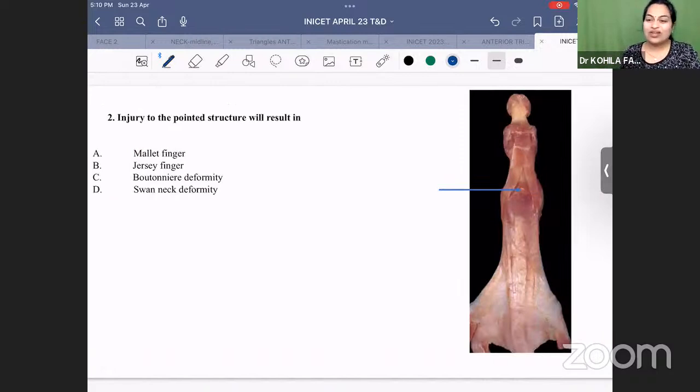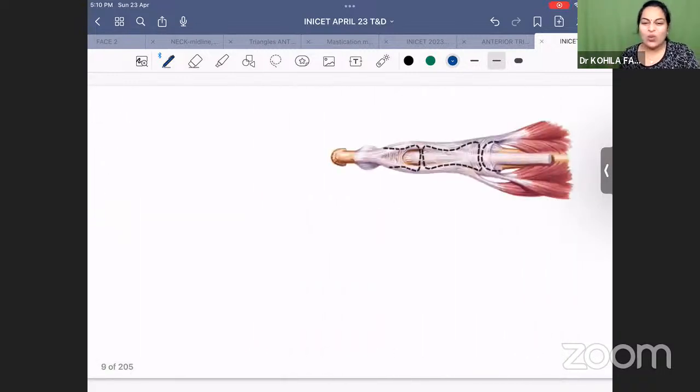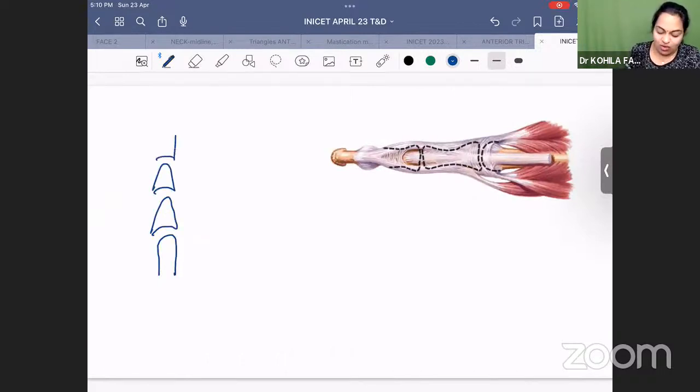This is again an important one in the upper limb. So what is this? Yeah, this is the extensor expansion, right? So this is again a clinically important question. What is this extensor expansion? You have the metacarpal, and then you have the three phalanges, right? Proximal phalanx, middle phalanx, and distal phalanx.